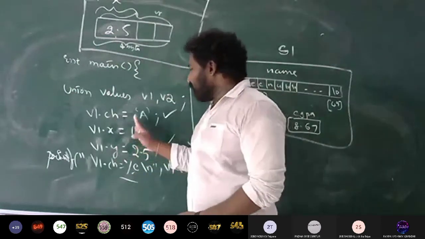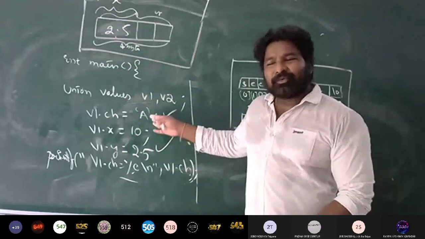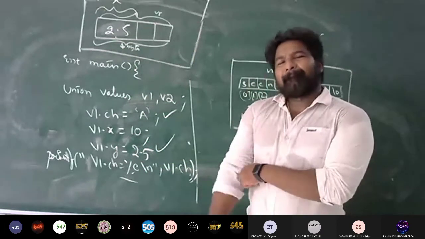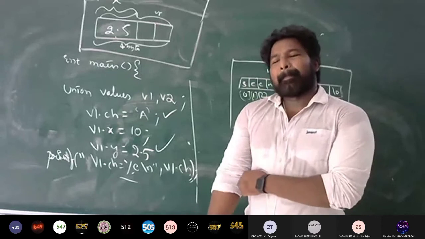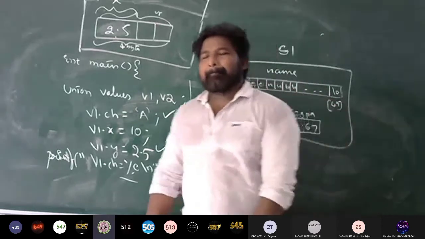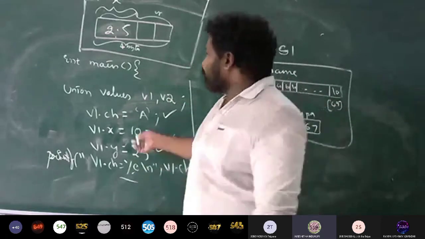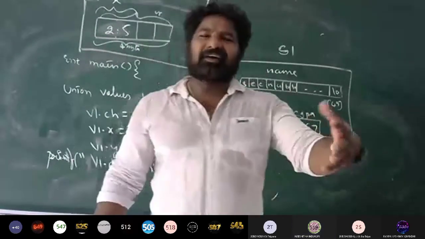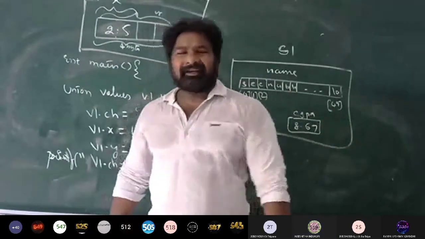So here I stored 8, 10 and 2.5, which is the recent value that we put over there. So only 2.5 is available. The previous two, 10 and 8, are gone. Right?